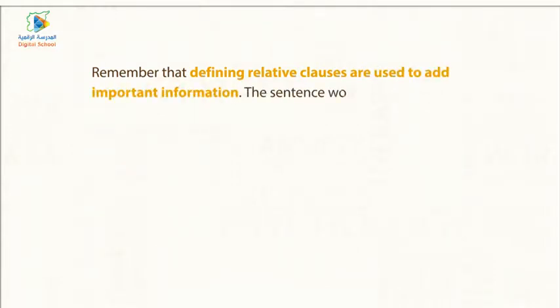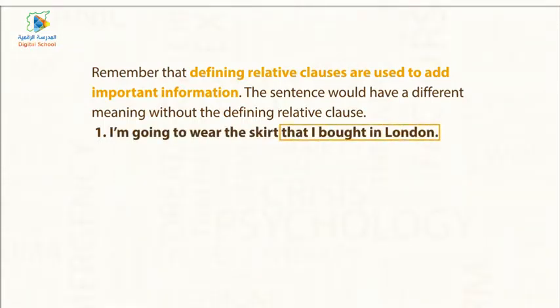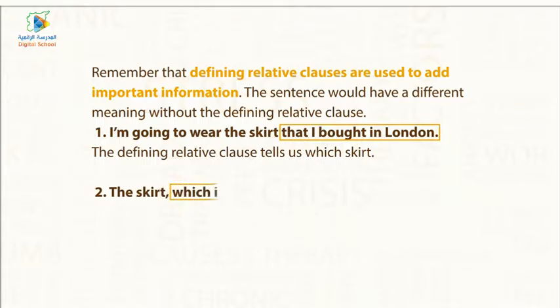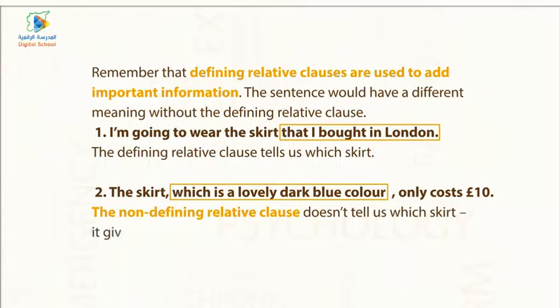Remember that defining relative clauses are used to add important information. The sentence would have a different meaning without the defining relative clause. 1. I'm going to wear the skirt that I bought in London. The defining relative clause tells us which skirt. 2. The skirt, which is a lovely dark blue color, only costs £10. The non-defining relative clause doesn't tell us which skirt. It gives us more information about the skirt.